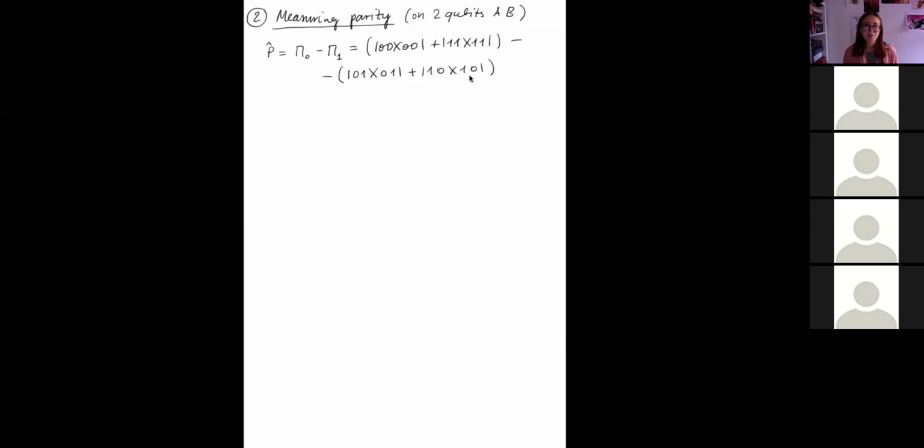But if you exchange these two qubits, and the state becomes the opposite, then essentially the parity is odd. So this is defined for two systems.